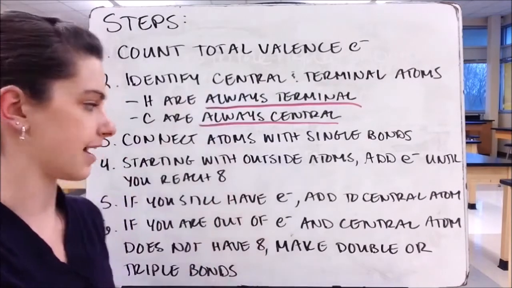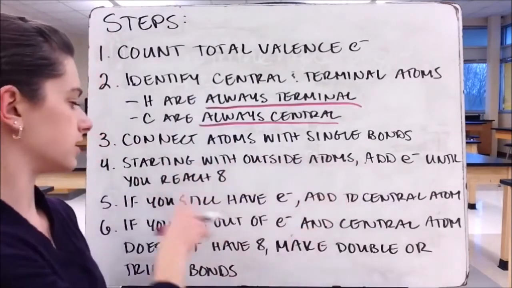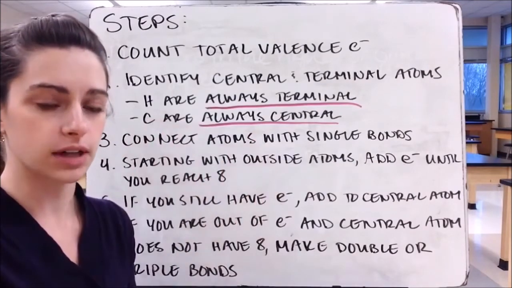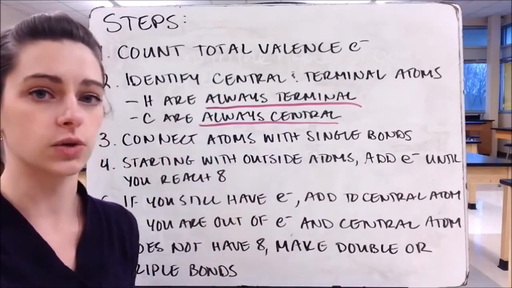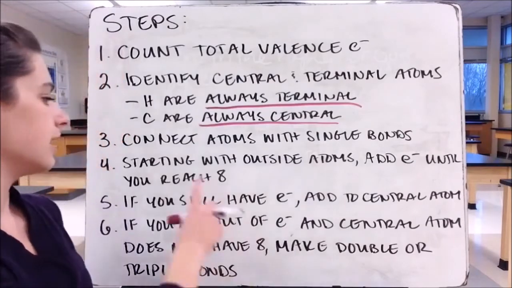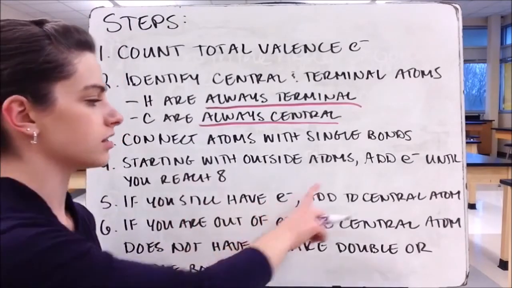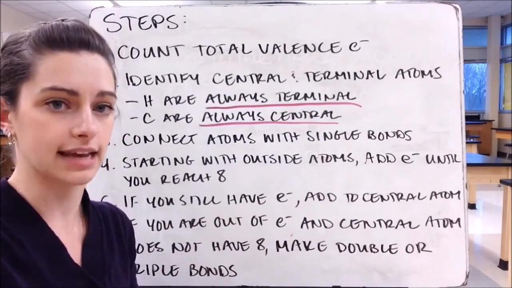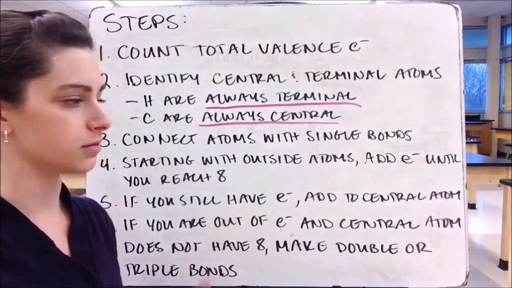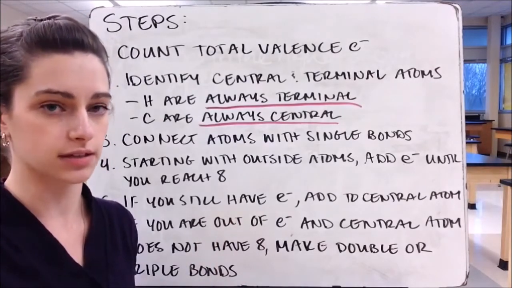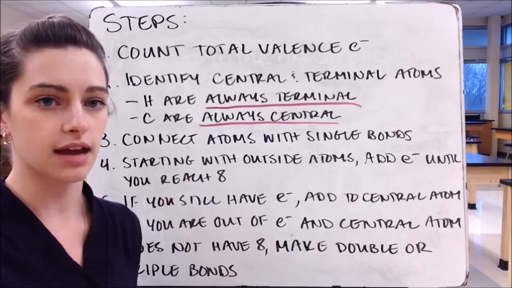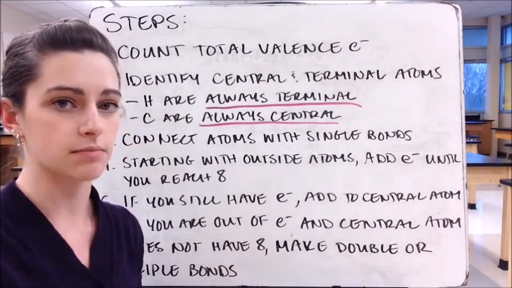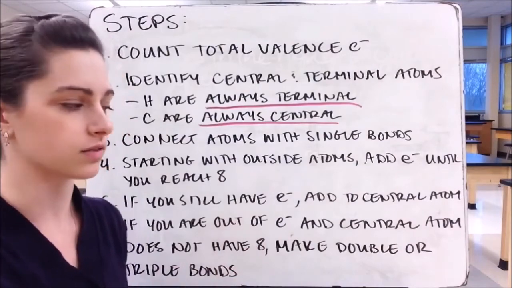You'll start with the outside atoms, and you're going to add electrons until each atom has 8. So once all of your terminal atoms have 8 valence electrons, including the electrons in the bonds, then if you still have extra electrons, you'll go to your central atom and add electrons until your central atom has 8 valence electrons. Now at this point, you might have hit 0. You have no electrons to put in place. All of your terminal atoms have 8 valence electrons. Your central atom has 8 valence electrons. Some of those might be in bonds, but you've reached the end of your electrons.